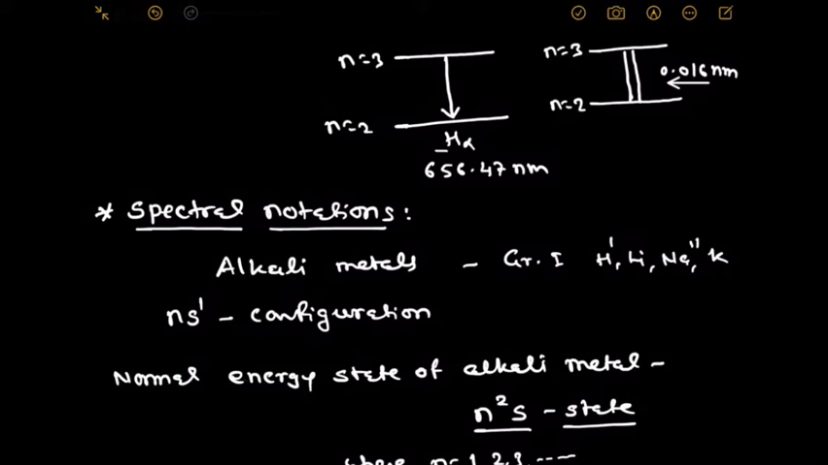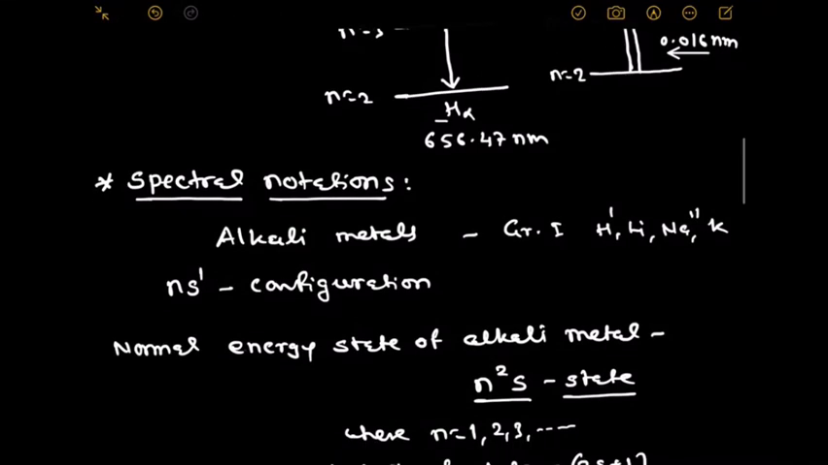Now what does it represent here? n, the prefix in that state, represents the principal quantum number. The principal quantum number goes from n equal to 1, n equal to 2, n equal to 3 and so on. Means n equal to 1 is the K shell, n equal to 2 is the L shell, n equal to 3 is the M shell, and so on.